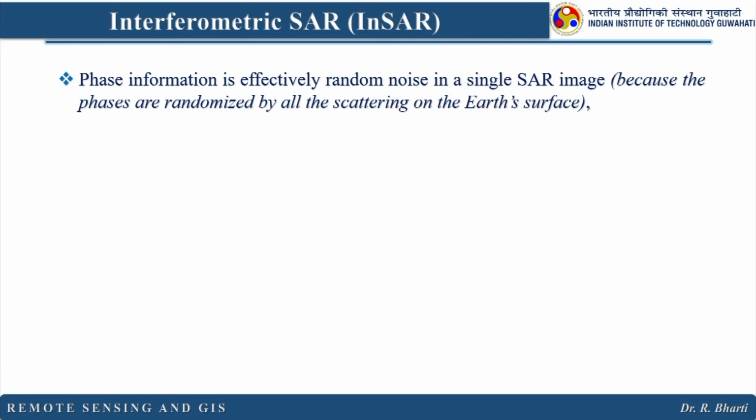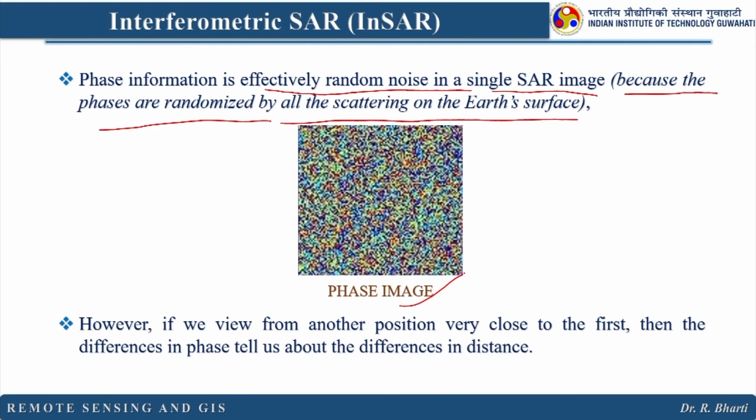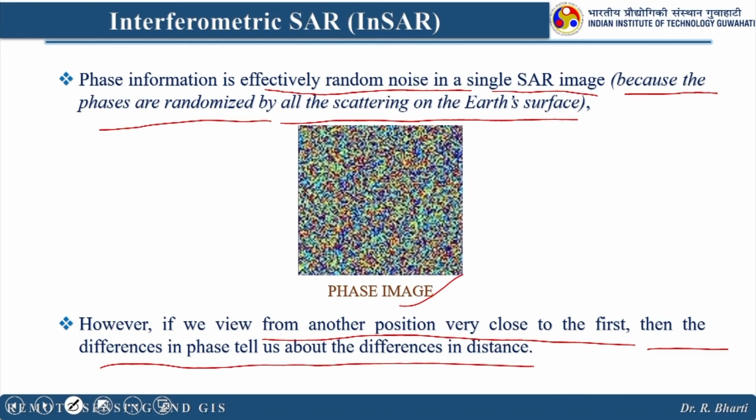Why? Because we want to effectively calculate or estimate the random noise in a single SAR image, because the phases are randomized by all the scattering of the earth surface, right. So, your phase image will look like this, and once you have this phase image, then you can predict your material. However, if we view from another position very close to the first, then the difference in phase tells us about the differences in the distance.